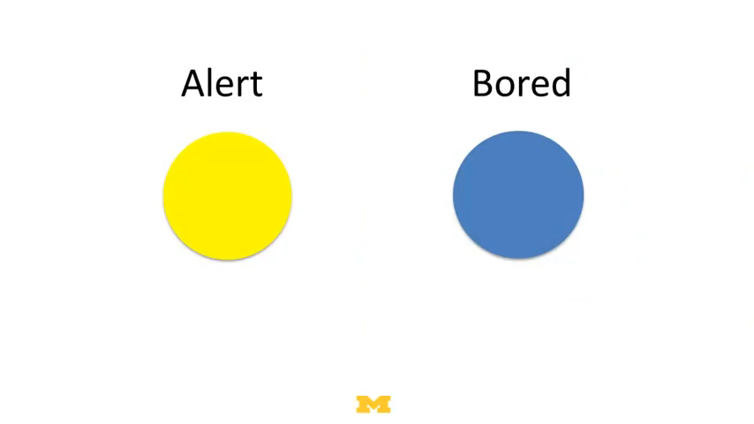So first, let's suppose we have some students, and those students could be in either one of two states. They could be alert or they could be bored. Now there's going to be some probability P that they move from alert to bored, and maybe some probability Q that they move from bored to alert. And over time, students are going to be moving back and forth from the alert state to the bored state. And the Markov process will give us a framework with which to understand how those dynamics take place.